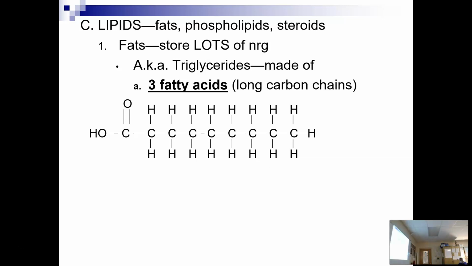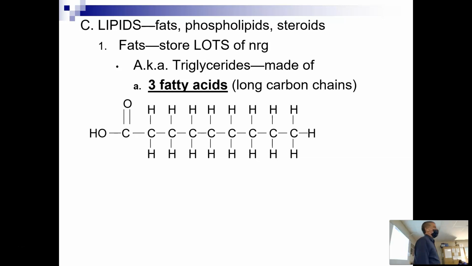There are lots of different fatty acids, all different lengths, and some of them have double bonds in between their carbons. And that changes their properties. We'll talk about that in a few minutes. But that's a very straightforward version of a fatty acid. Yeah? Are we going to have to memorize that? No, I told you, only amino acids you have to memorize.